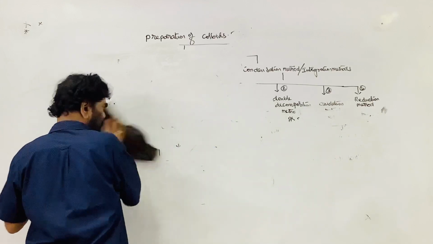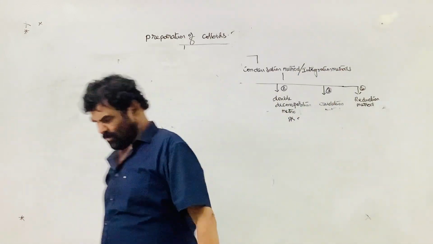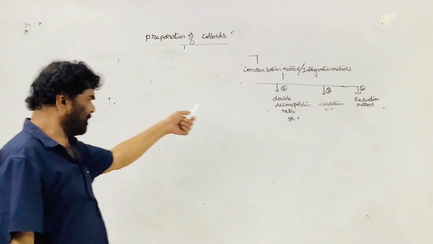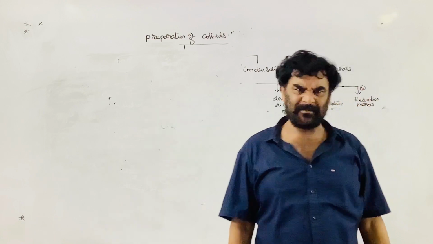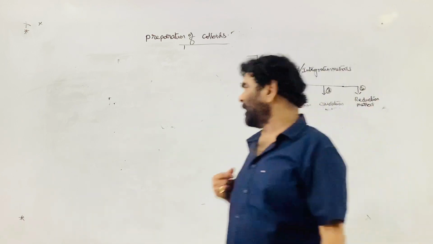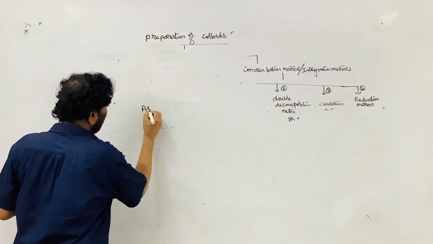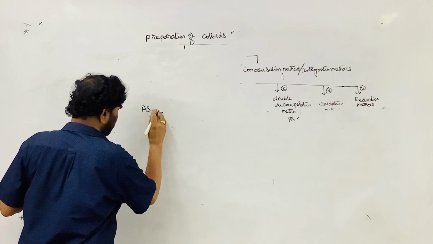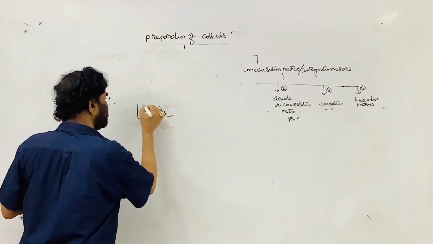Now the other procedures. What are those procedures? Simple double decomposition. We are conducting a chemical reaction, and the element or compound that forms is converted into the colloid. Arsenous sulfide, As2S3, is prepared by this method.